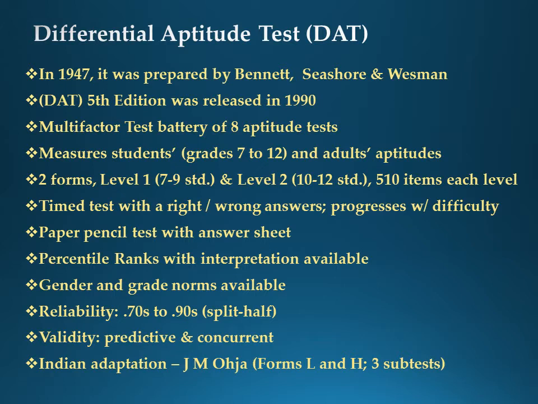Now the test can be done in groups and individually as well, and it takes about 2.5 hours overall. The norms we have already looked at. There are gender norms available, grade norms are available, and percentile norms are available. Machine scoring and hand scoring both are possible for the test.